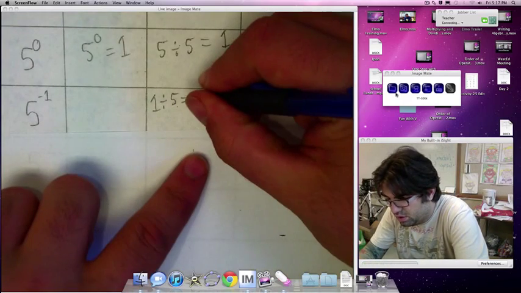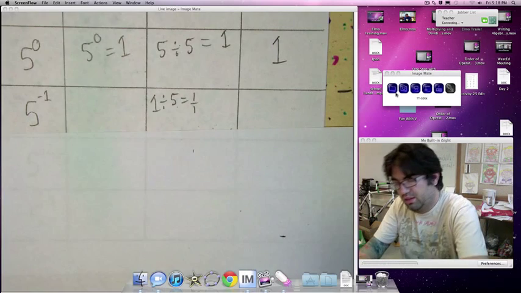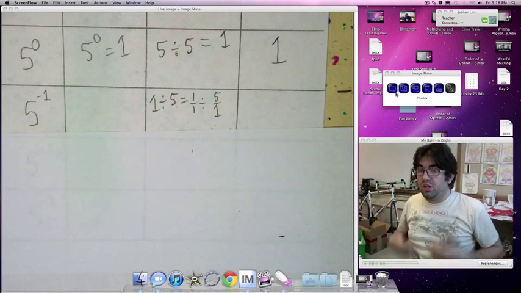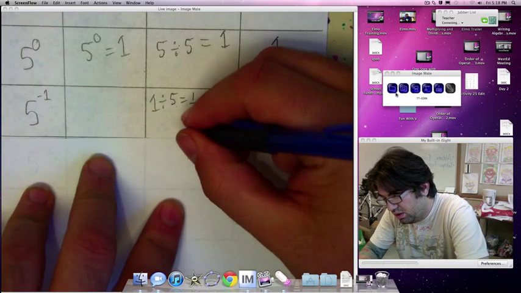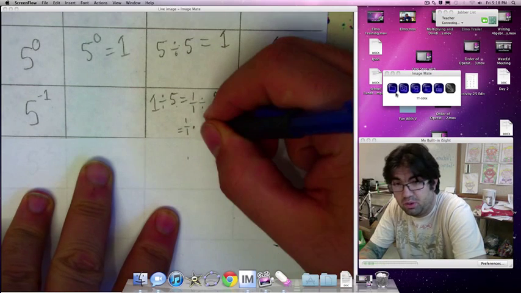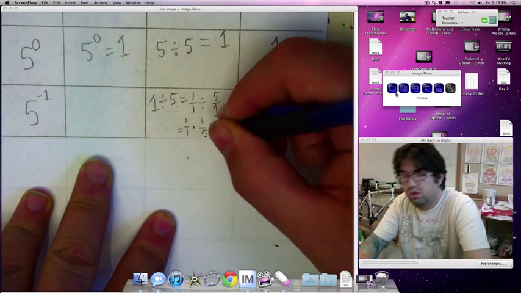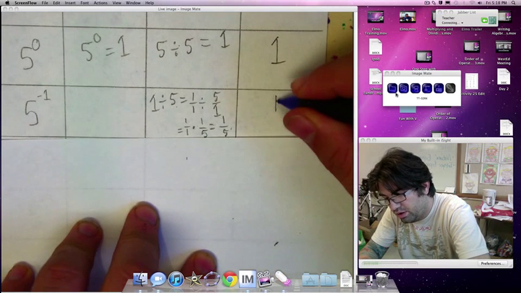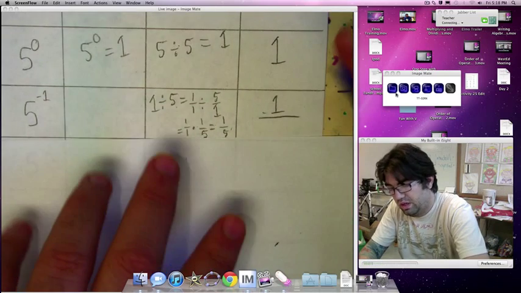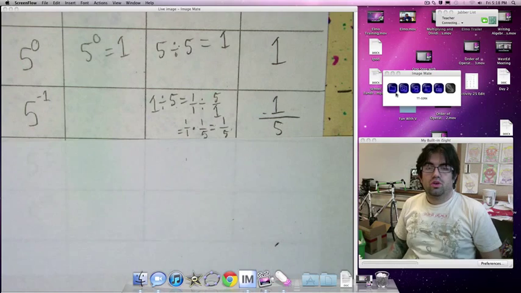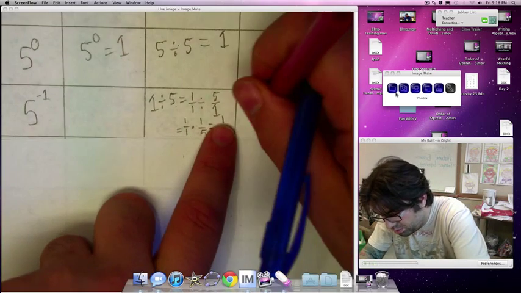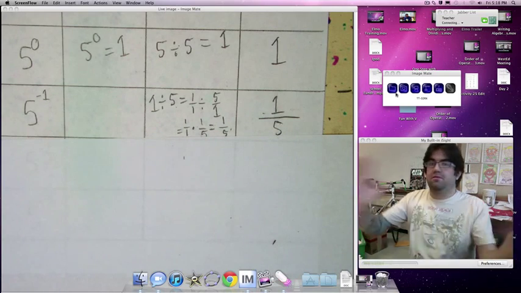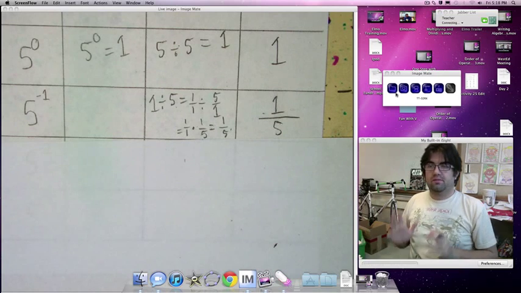I can rewrite 1 over 1 divided by 5 over 1. Well, we know from our fraction rules that this means it's 1 over 1 times the reciprocal, 1 over 5, which is then equal to 1 over 5. So 5 to the negative 1, by the way, that looks like a negative 1. Don't have that on there, please. 5 to the -1 is equal to 1/5. No negative. Don't put a negative on this. That is so wrong. 5 to the -1 is equal to 1/5.